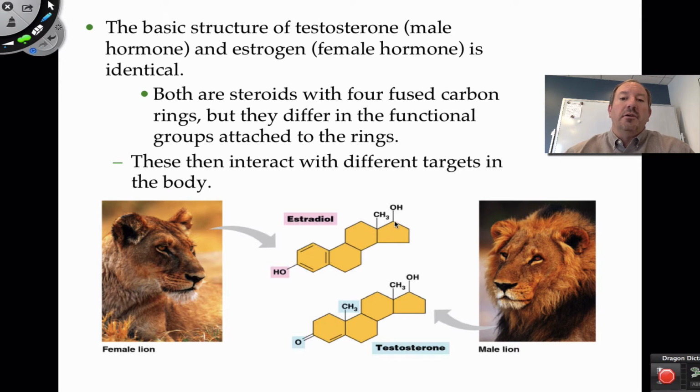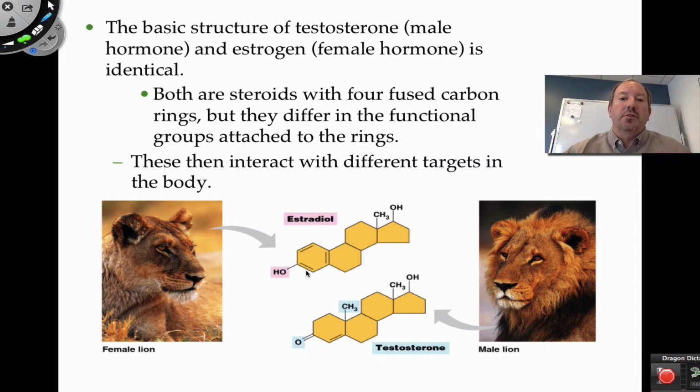And you could, varying the functional groups, make different kinds of steroid hormones. You could even have cholesterol, which isn't technically a hormone, but it's a steroid. But you can make cholesterol, or you could consume cholesterol. How about that in your diet? And then you could rip off some of the functional groups and add some different functional groups.